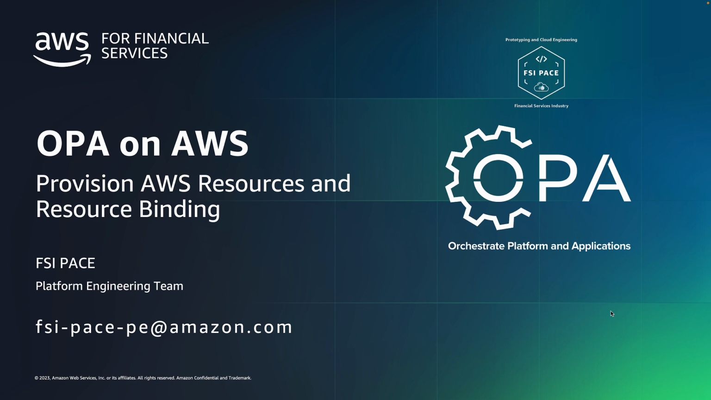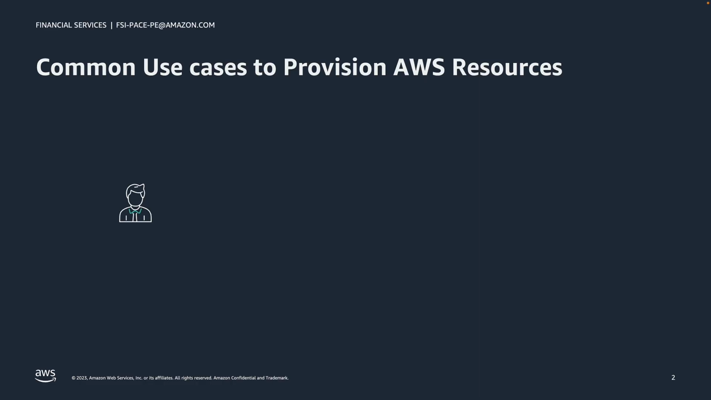This is the fifth chapter, and today we'll talk about how to provision AWS resources and bind them to applications. Let's start looking at the common use case for provisioning resources.